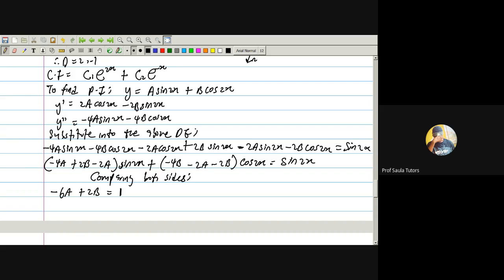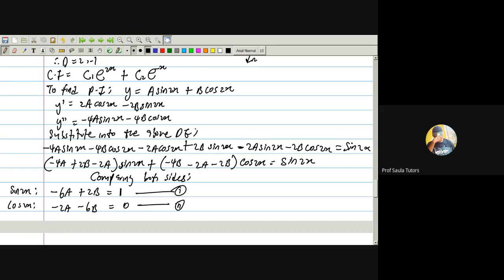Also, if you look at this one now, this one gives you what? Minus 2a. If you compare the coefficient of sine 2x, you have this. Compare the coefficient of cos 2x, you have this. So minus 2a minus 6b equal to what? 0. Do you have a Casio calculator to solve this equation, or should we solve it?